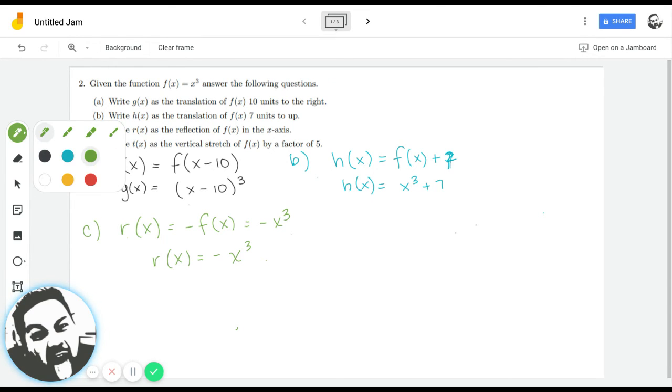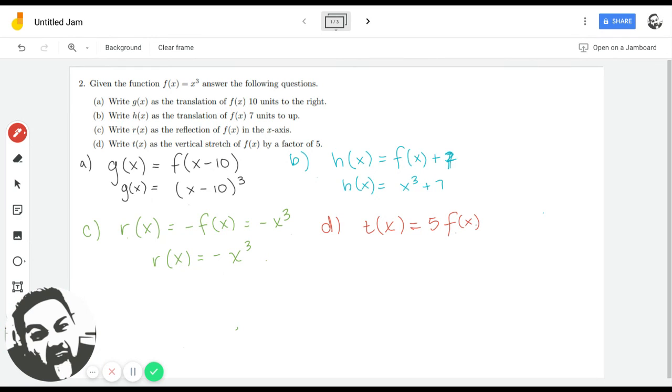And finally, on to question D, our last of the 4. We need to do a vertical stretch by a factor of 5. So for question D, we're going to write down that t of x is going to be defined as the vertical stretch by a factor of 5. So we're going to say 5 times f of x. Now f of x is just x cubed, so we're going to write 5x cubed.